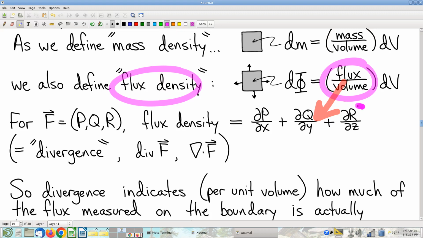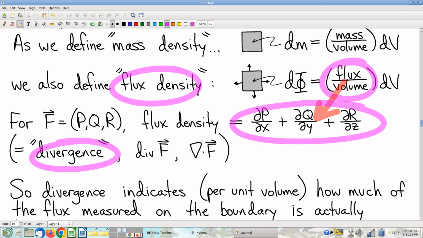Flux density is this formula right here for a given vector field PQR, as usual. This formula, of course, we recognize that we've seen that previously. We called it divergence. We had these notations for it. All of these are representing what I encourage you to fundamentally think of as being flux density. Okay. Everybody okay with that? All right.